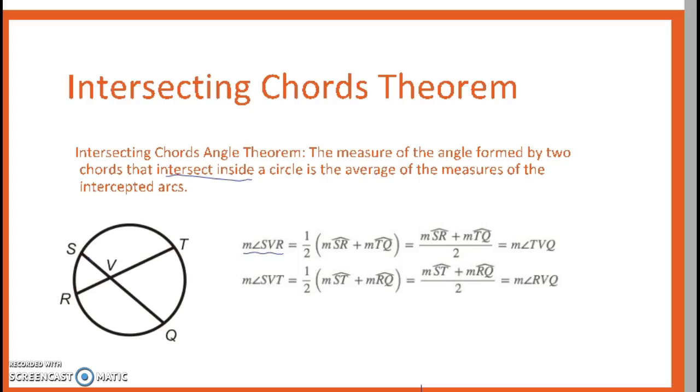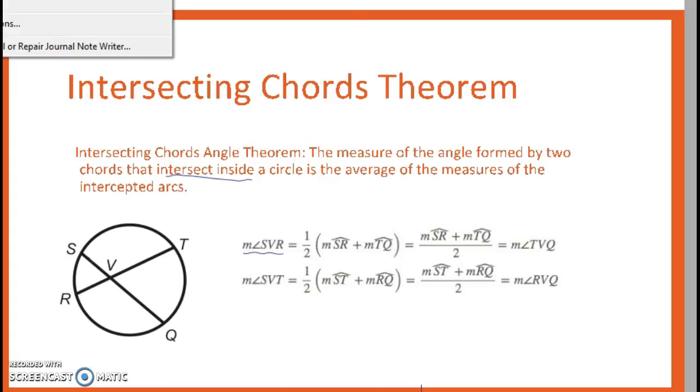We talked about angles on circles. Now we're going to move on and talk about working with angles inside circles. So remember, angles on circles were where the vertex was on the circle itself. This time we're going to talk about segments intersecting inside of a circle and the angles formed by those segments. So our first theorem is the intersecting chords theorem.